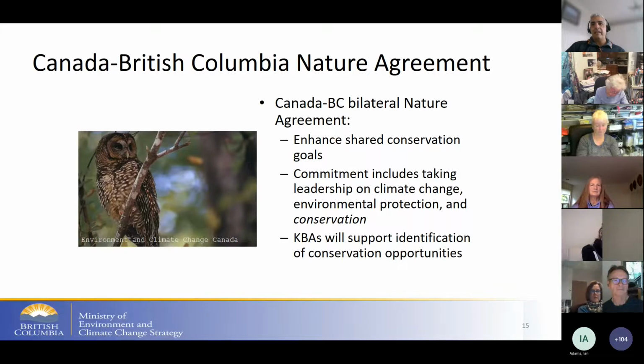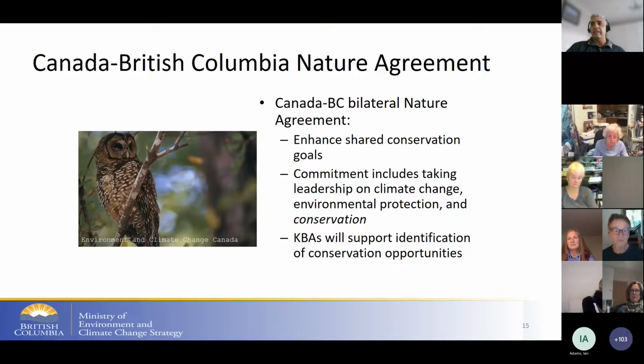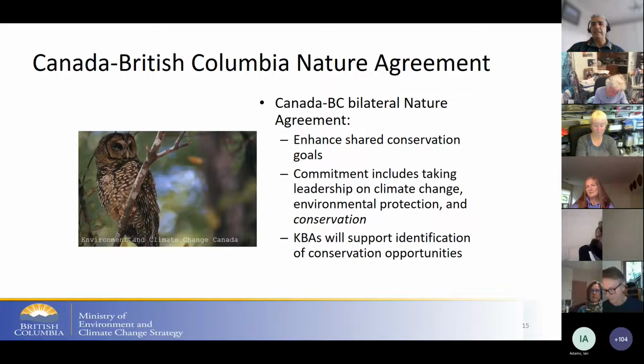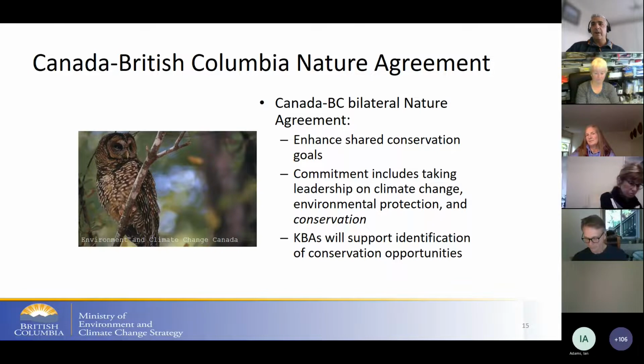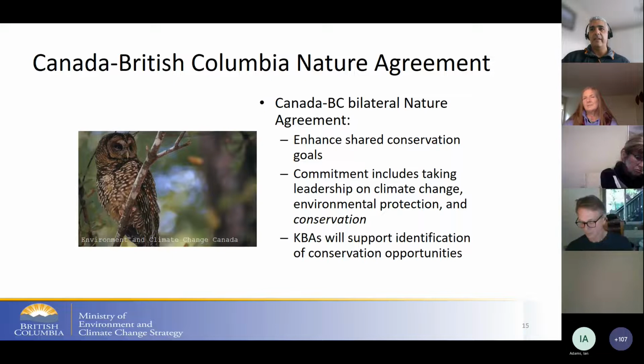A recent and additional driver of support for continued KBA work is the 2021 announcement of the Canada-BC Nature Agreement. The nature agreement builds on existing collaborative partnerships such as the Pathway to Canada Target 1 and the Pan-Canadian approach to transforming species at risk conservation in Canada. In a nutshell, the bilateral agreement aims to enhance shared conservation goals between Canada and British Columbia, with the ultimate goal to strengthen conservation province-wide. It also includes taking leadership together on climate change, environmental protection, and specifically here, conservation. BC is currently determining its priorities for possible conservation initiatives that federal funding from this agreement could help us advance.